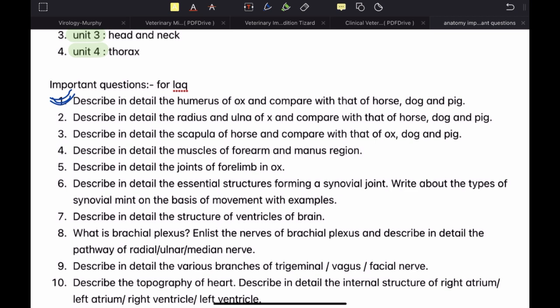Okay, then type of the bone if you are talking about a bone, and if you are talking about certain organs, then you must mention the use of the organ, its definition. Then after that you will come to the various things. Now compare with that of horse, dog, and pig. This portion is also important.